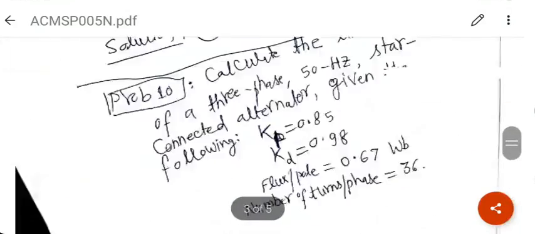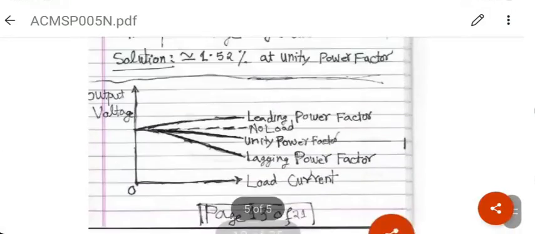If you don't remember, let me go back to a screenshot from my own notes. This is the diagram I had given in my notes for an alternator. When load current goes up, the load voltage or output voltage goes up if the power factor is leading. That is proven theoretically and observed experimentally also. At no load, of course, there will be no difference.